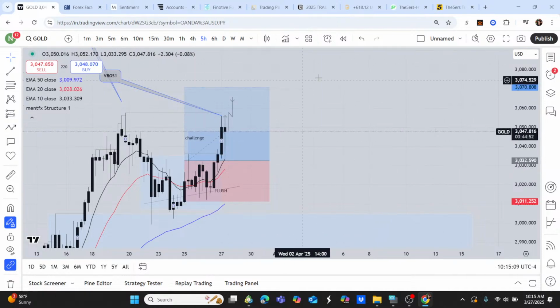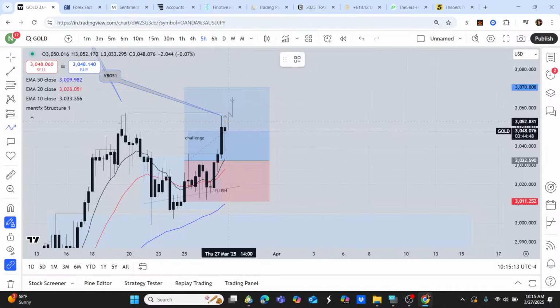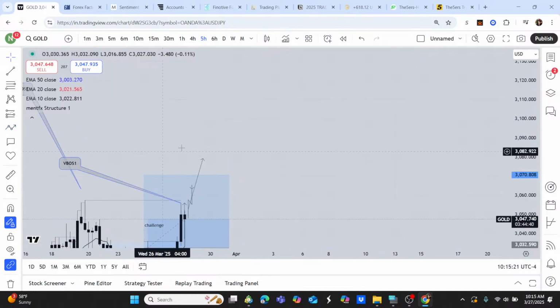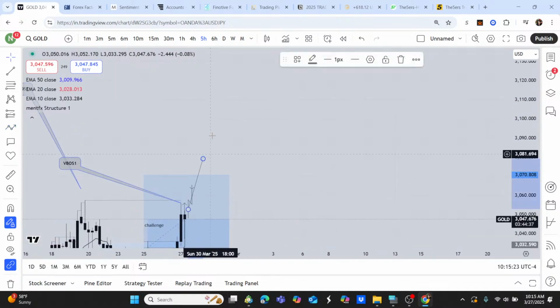But either way, the market is gonna do what it does. So if it wants to come back down, it's gonna come back down. You know, if the market wants to shoot up to whatever, it's gonna do that.